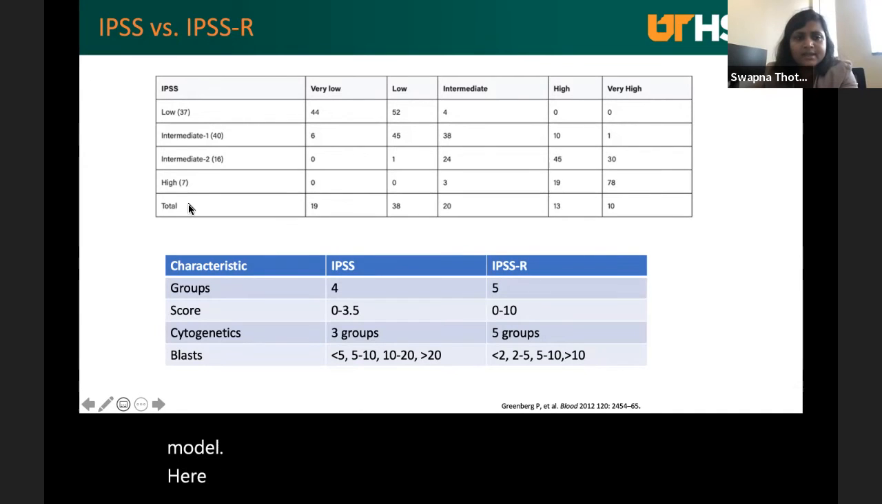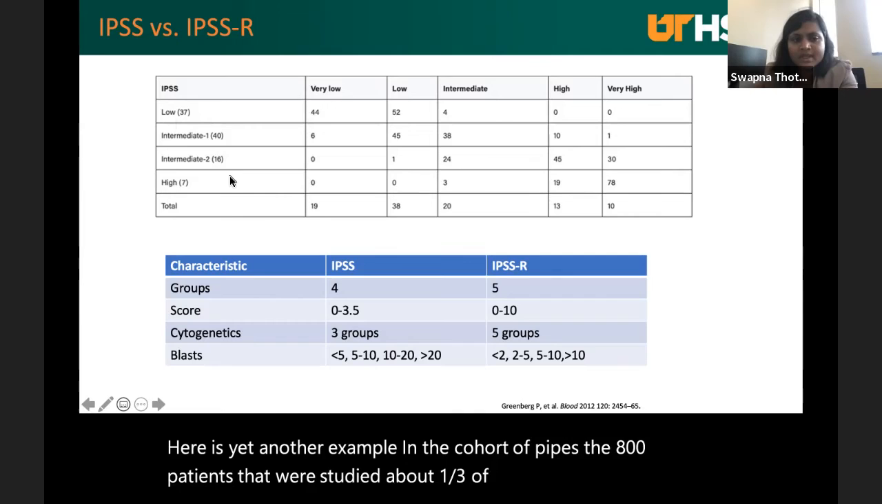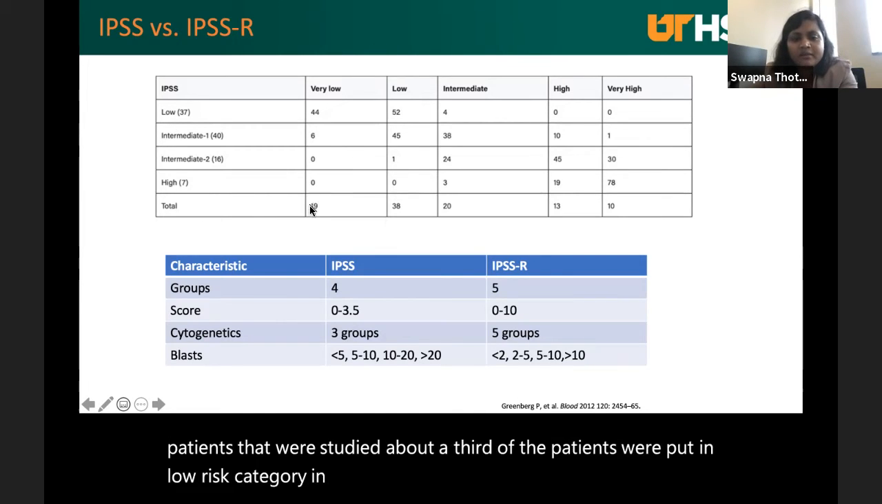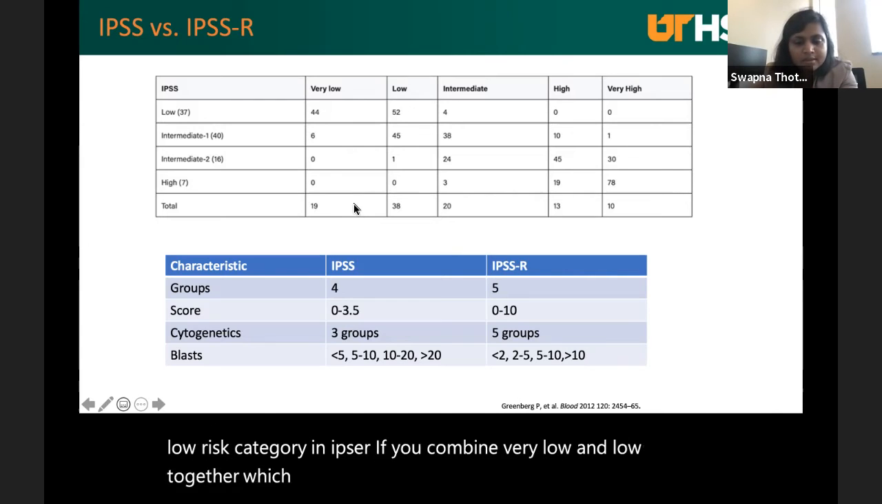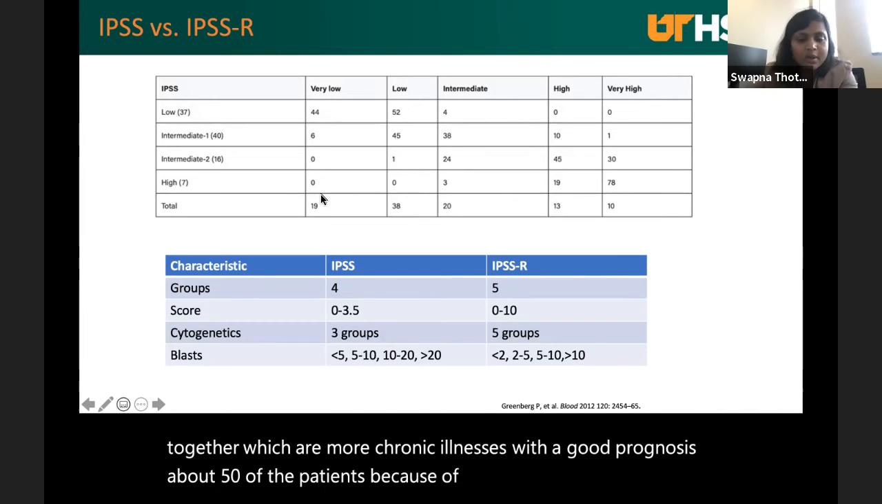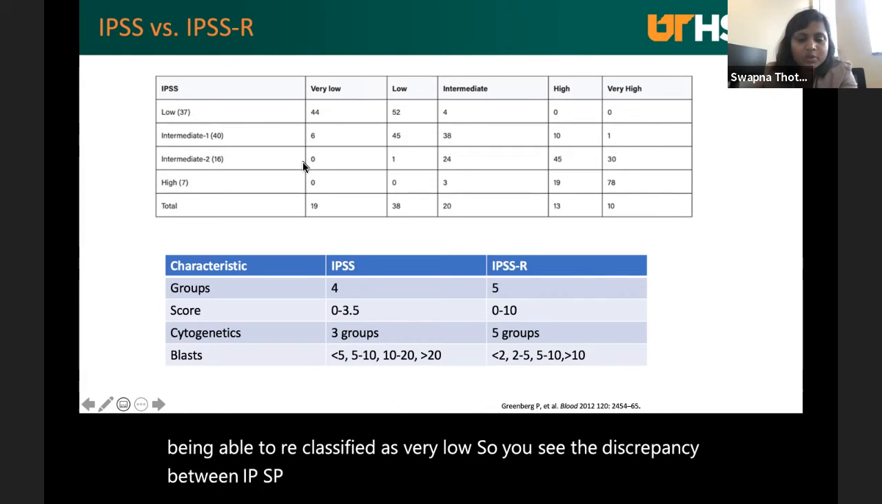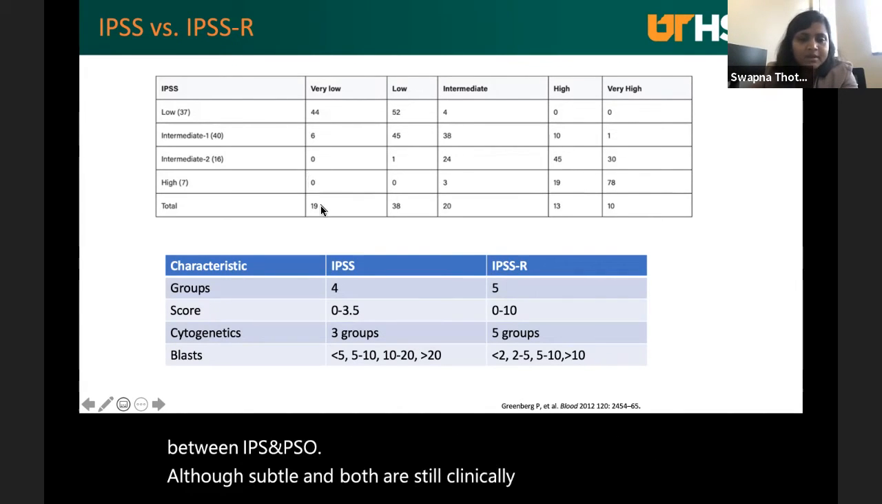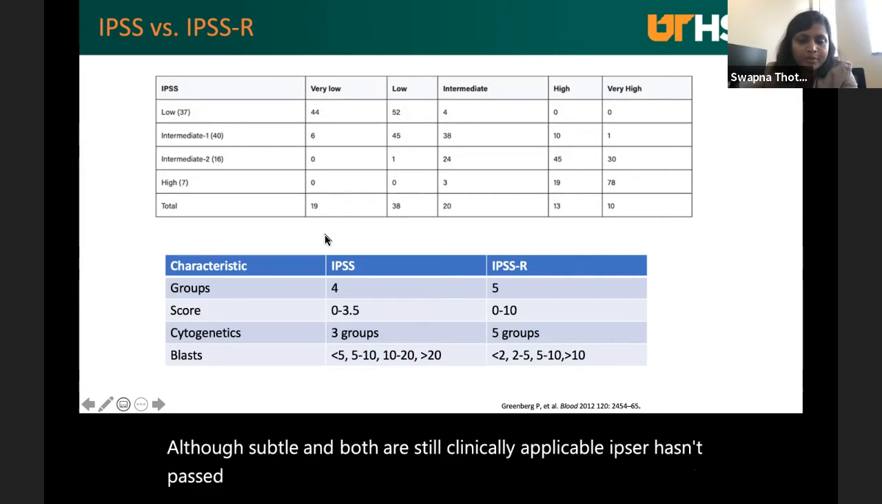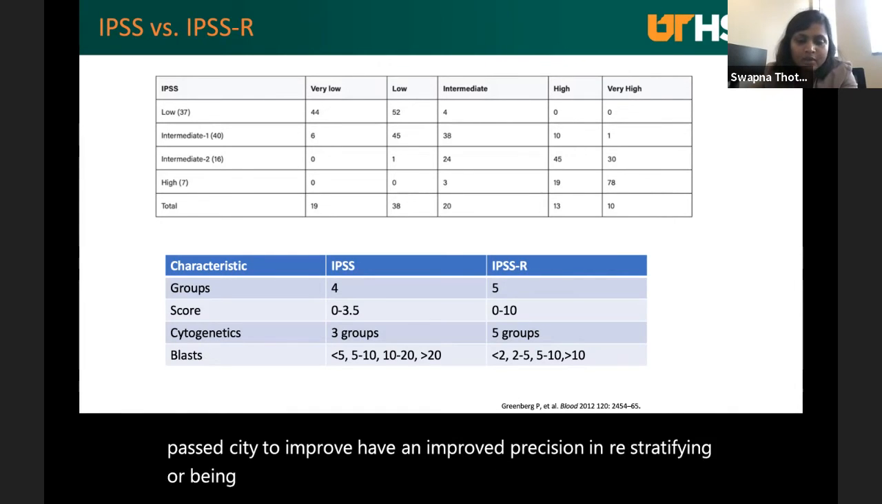Here is yet another example. In the IPSS cohort of 800 patients that were studied, about a third of the patients were put in the low risk category. In IPSS-R, if you combine very low and low together, which are more chronic illnesses with a good prognosis, about 50% of the patients, because of improved precision, are now being reclassified as very low. So you see the discrepancy between IPSS and IPSS-R, although subtle and both are still clinically applicable. IPSS-R has an improved precision in restratifying and is more predictive in the current age.